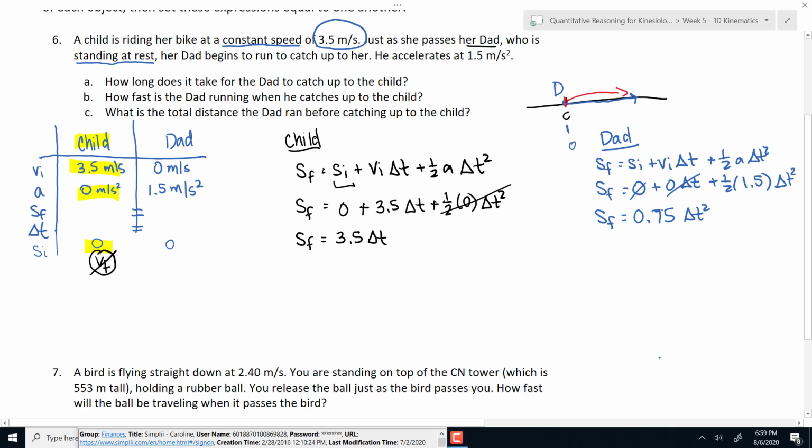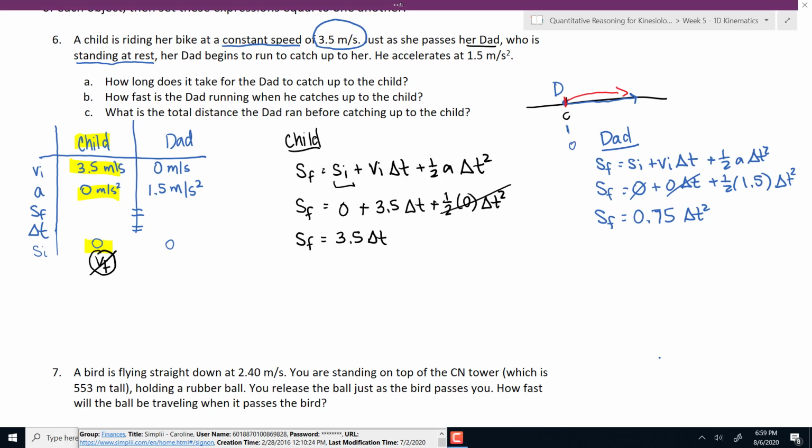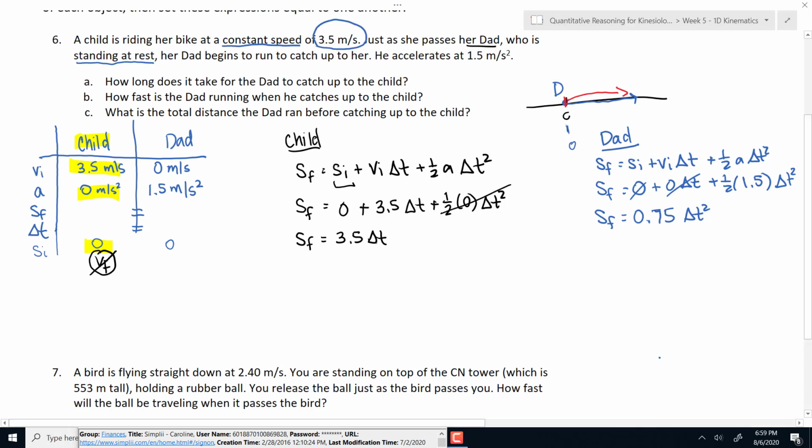All right, so now we have an expression for the child's SF and for the dad's SF. And we know that their SF, their final position, is equal to each other, and their time is equal to each other. So I'm going to write now an expression that equates the two. SF for the child is equal to SF for the dad. So SF for the child was 3.5 delta t, and SF for the dad was 0.75 delta t squared.